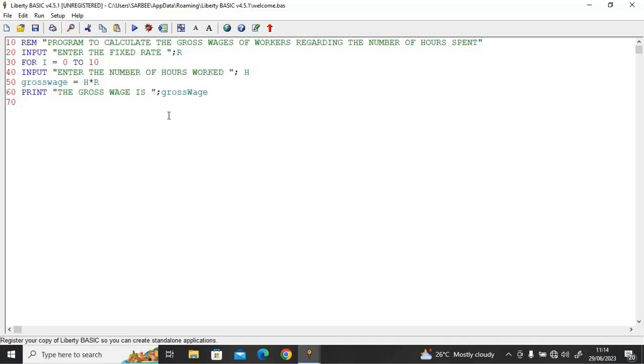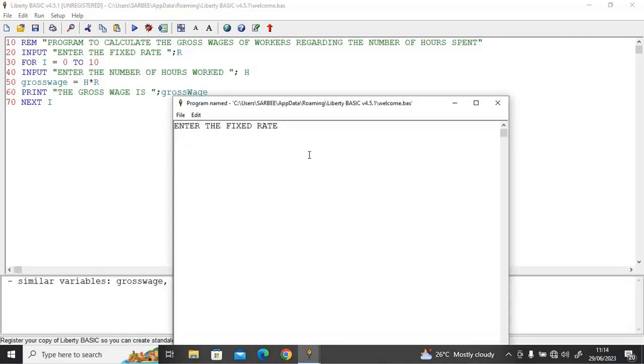You have to nest I, just to move to the next worker. So let me put this. Now let's say the fixed rate is 2. Number of hours worked, let's say you work for 16 hours in a day, or let's say you work for 8 hours.